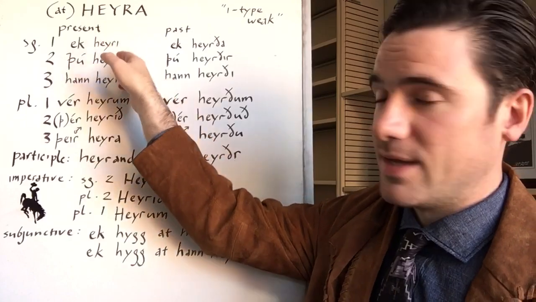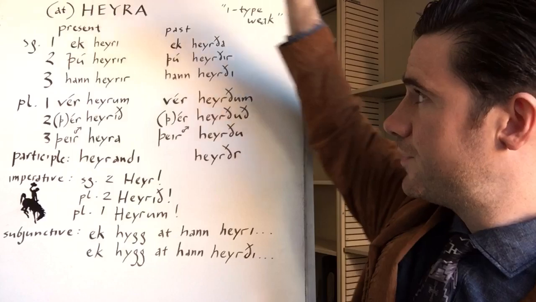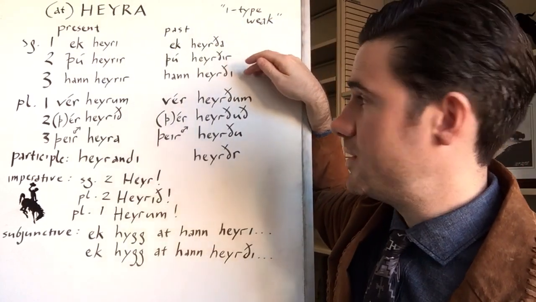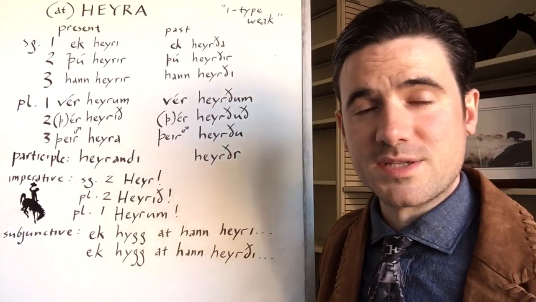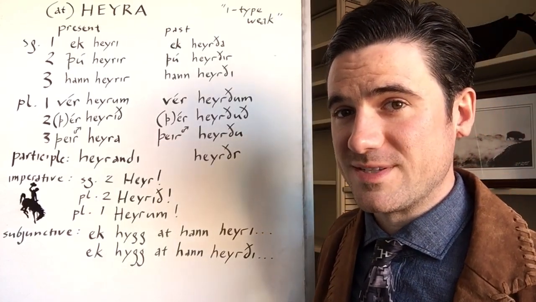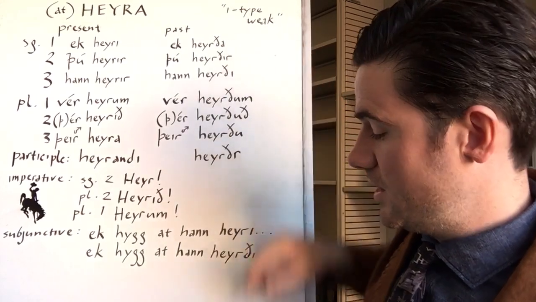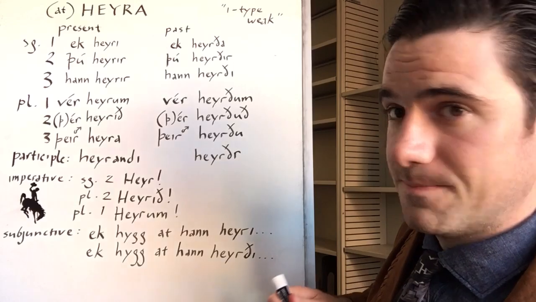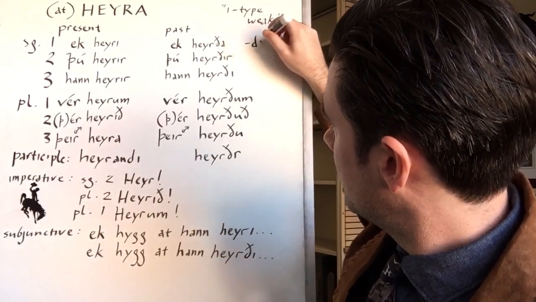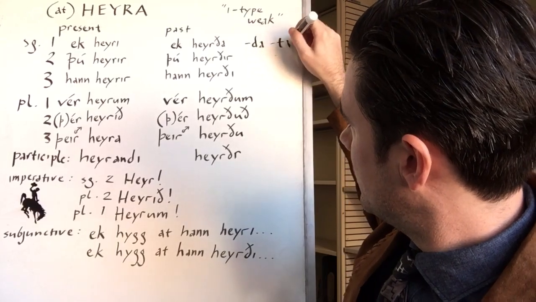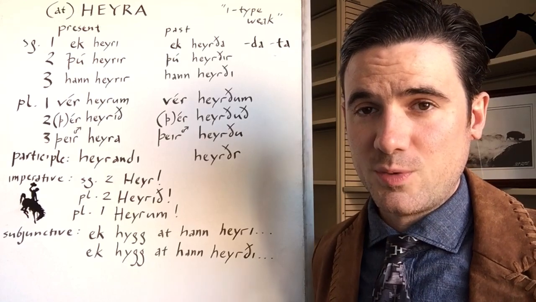So geri, gerir, gerir, gerum, gerið, gera. Gerða, gerðir, gerði, gerðum, gerðuð, gerðu. There are exceptions to this in the form of what exact consonant is added after the root to form the past tense. So sometimes that will be a D, sometimes it will be a T, and it can actually be fairly hard to predict which one it's going to show up as.